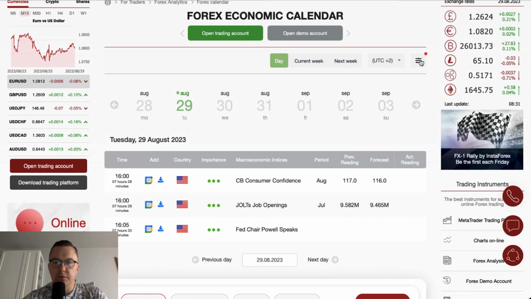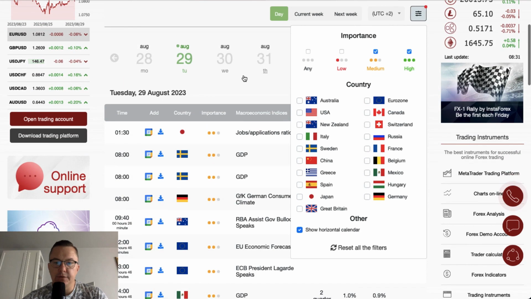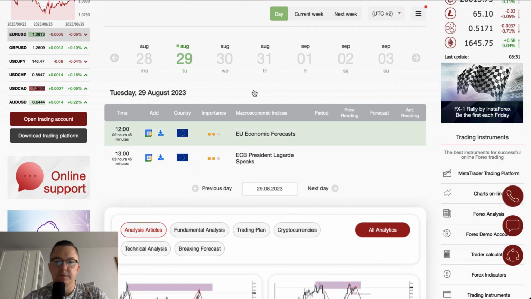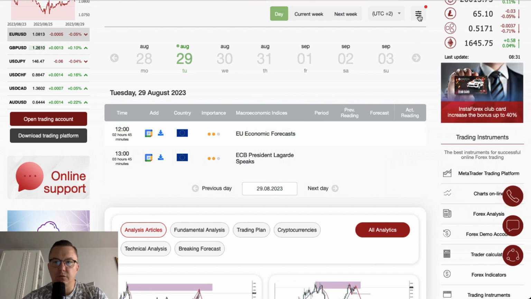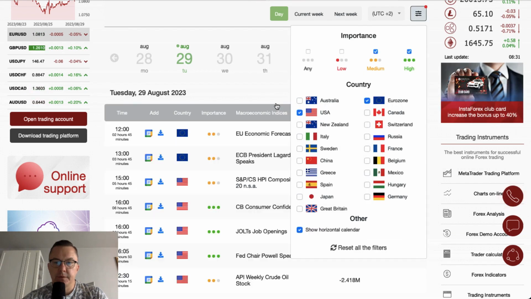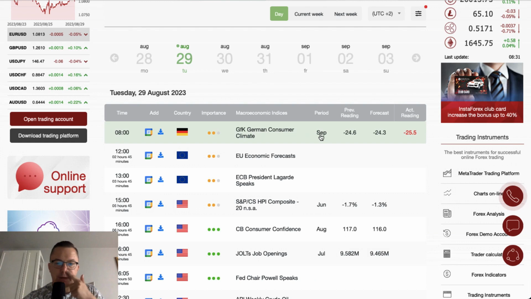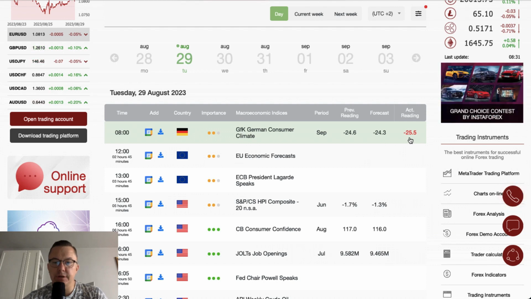If we add more data to the calendar in the form of, let's say, medium important data releases, what we got here is of course the data from the GfK German consumer climate. Those data were published already, and there's big deterioration in the consumer climate from minus 24.6 to minus 25.5, which is more than the forecast of minus 24.3.